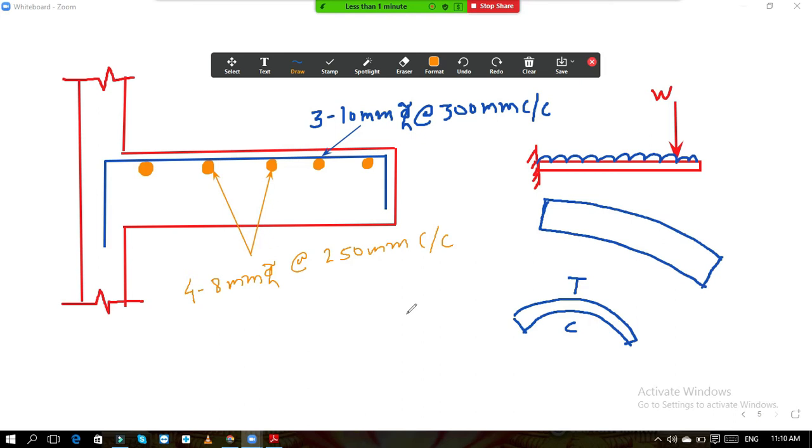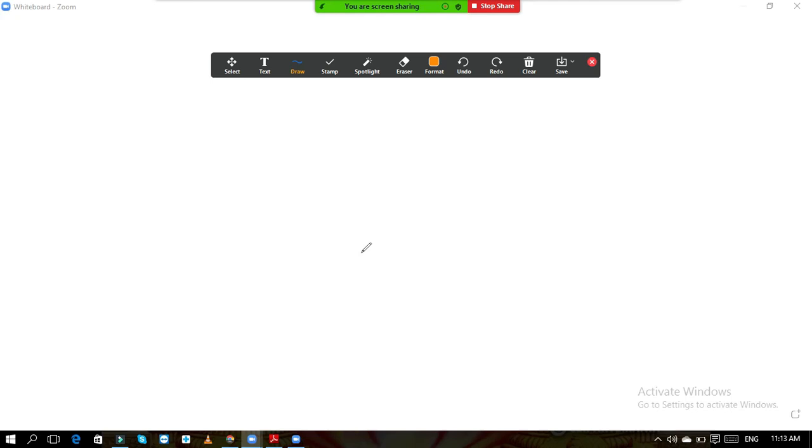Okay. Now draw this diagram quickly. After this, we will see the design of one-way continuous slab. For your syllabus, one-way continuous slab is there. Two-way continuous slabs are not there in your syllabus.